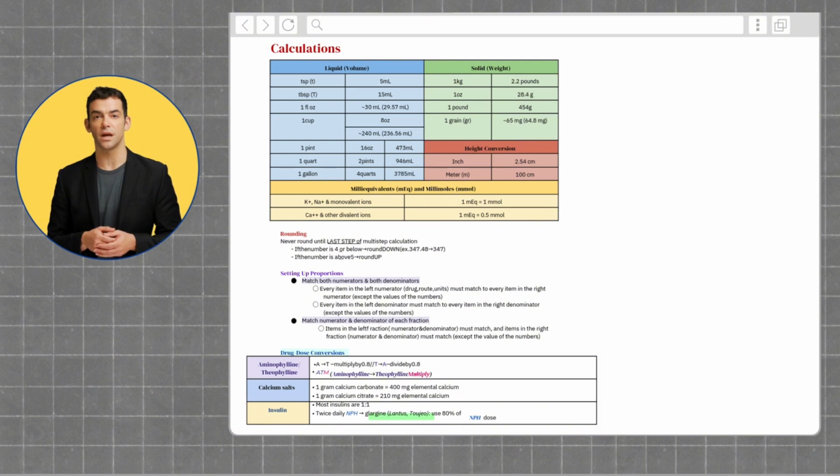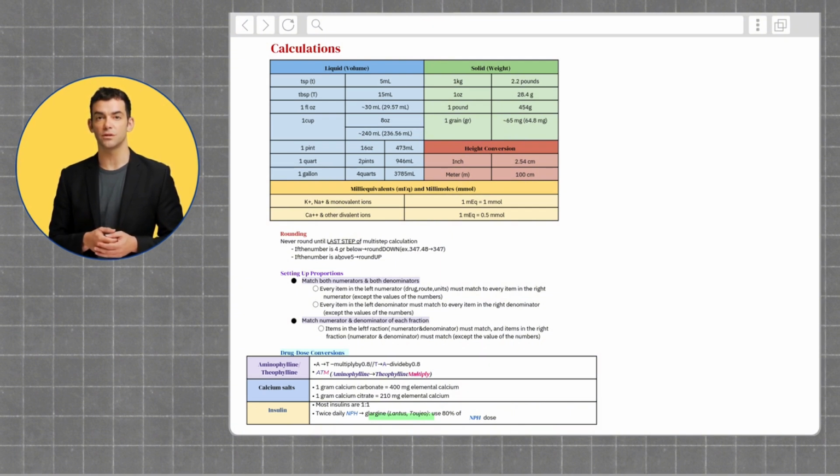For multi-step calculations, never round until the last step of the calculation. If the number is 4 or below, then you would round down. An example of this is if your answer is 347.48, and the question asks to round to the nearest whole number, then you would round to 347. If your answer ends in 5 or above, then you would round up.